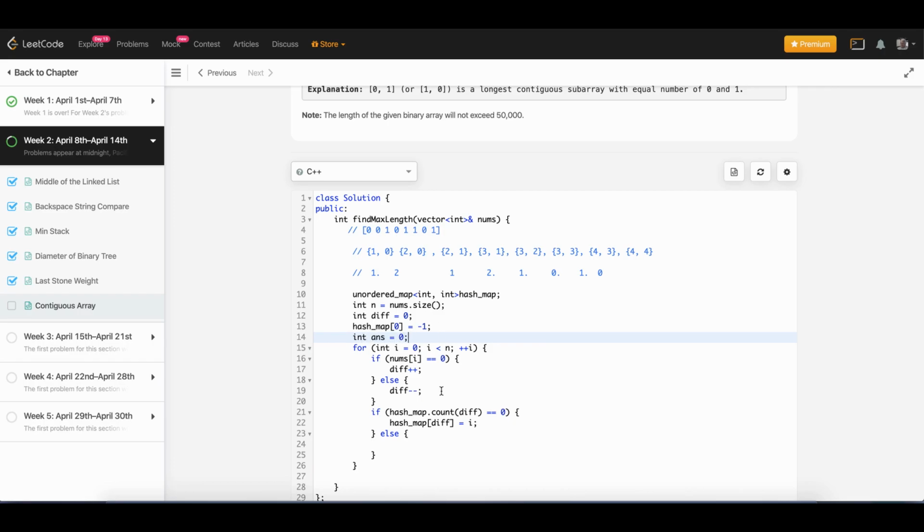Answer equals 0. Maximum of answer and i minus hash map of diff, which is our answer.